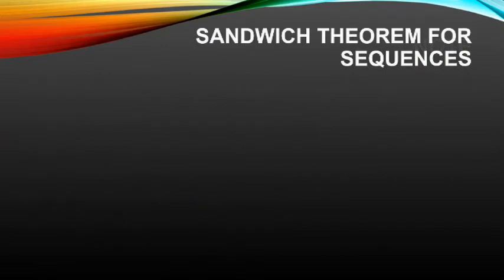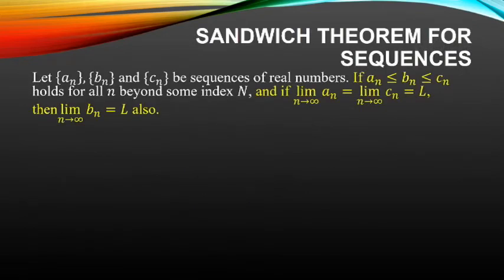So there's a sandwich theorem for sequences. Let a sub n, b sub n, and c sub n be sequences of real numbers. If a sub n is less than or equal to b sub n, which is less than or equal to c sub n, holds for all n beyond the index n, if the limit of a sub n is equal to the limit of c sub n as n approaches infinity and equal to L, then the limit of b sub n as n approaches infinity is equal to L also, since it is sandwiched between a sub n and c sub n.